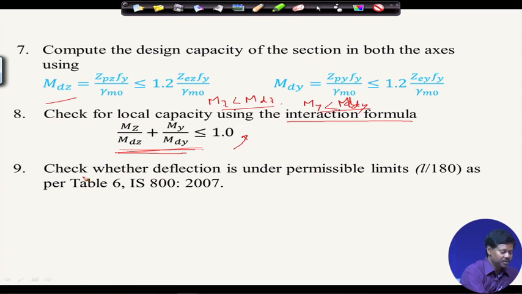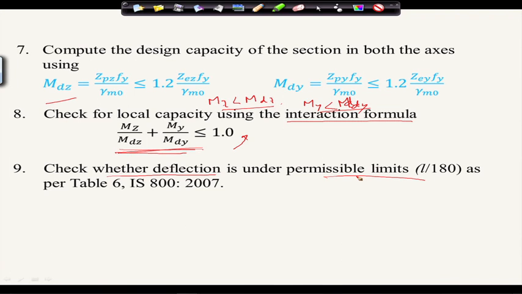and once it is satisfied, then we will go for step 9, where we have to check for deflection and check whether the deflection is under permissible limit. As per table 6, we have to check whether the deflection is under permissible limit or not, and if it is okay, then the section we have considered is fine, otherwise we have to redesign. So, this is how the channel section or I section for a purlin member can be designed under biaxial bending moment. It will be easier to understand if we go through one example.